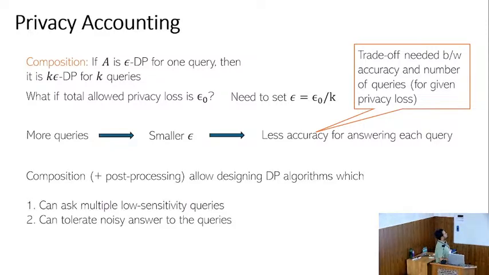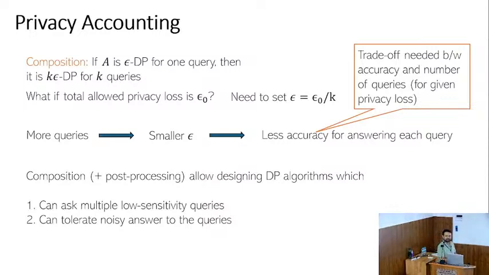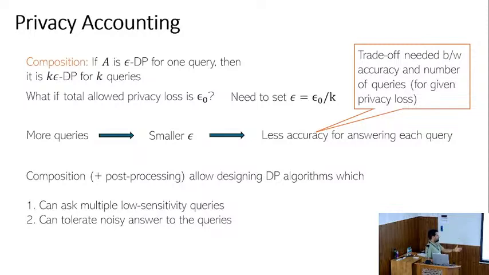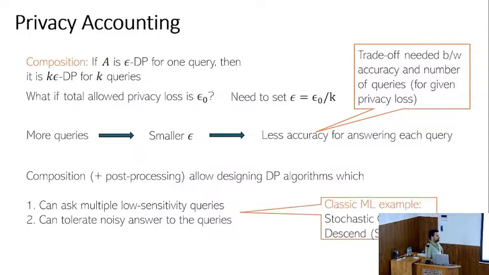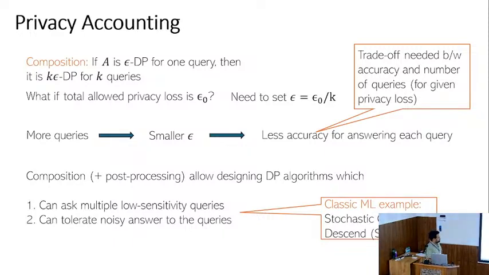So what does this composition and privacy accounting tell us? It allows us to design differentially private algorithms which can ask multiple low sensitivity queries, and which can tolerate noisy answers to all the queries. A classic ML example is stochastic gradient descent. We have multiple low sensitivity queries in every round, and a noisy answer to each such query. And when we do that, over time we'll keep on adding that.